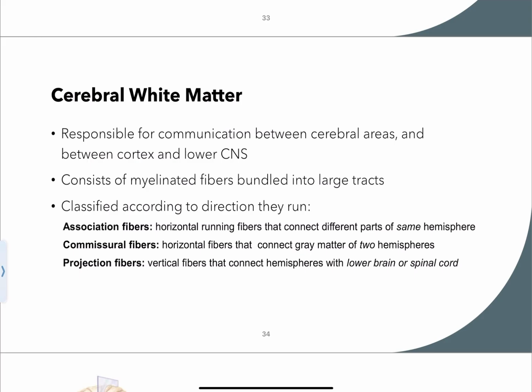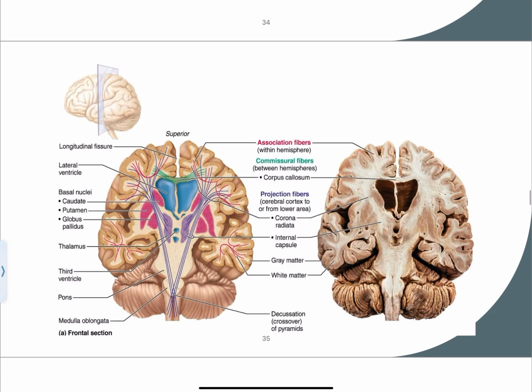If we're talking about the association fibers, these are horizontally running fibers that help connect and send information within the same hemisphere. Our commissural fibers are also horizontal fibers, but these are sending information and connecting both cerebral hemispheres, so sending information from one hemisphere to the other hemisphere. And then we have projection fibers, and these are going to be running vertically. And these connect both hemispheres to the lower brain and even the spinal cord. So they allow us to send information vertically within our central nervous system.